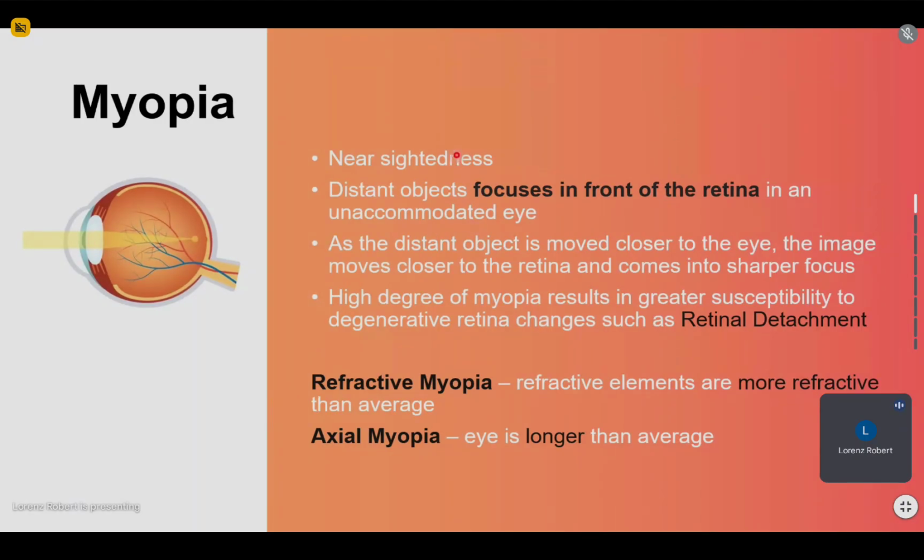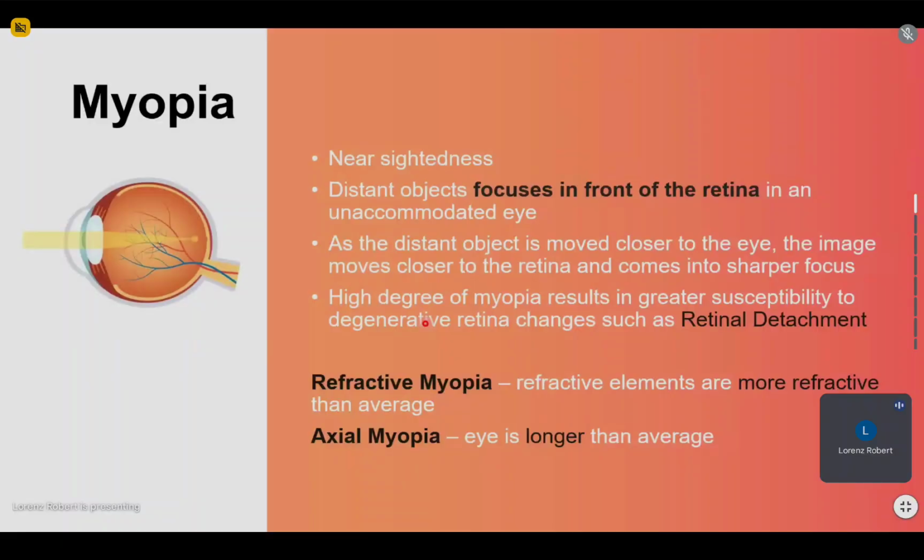So myopia refers to, again, nearsightedness. When an object is focused at a distance, in an unaccommodated eye, the light is focused in front of the retina. As the object is moved closer to the eye, the image is moved closer to the retina and becomes clear. So distance is blurry. As the object is moved closer, the focal point moves onto the retina, thereby making near vision clear.